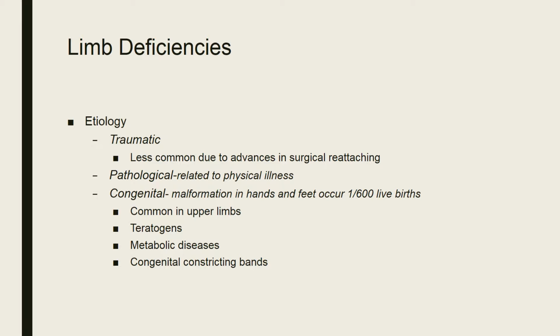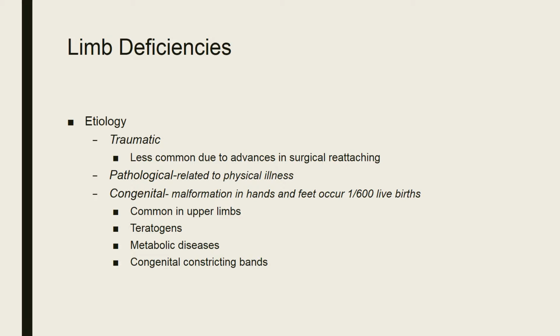We do see limb deficiencies caused by certain types of pathology. This may be related to some sort of physical illness. Maybe it's an infection that is spreading. There are certain types of cancers that affect the bone, which we'll be talking about in a different lecture on childhood cancers. But basically, that limb would have to be amputated to prevent the spread of that infection or that cancer. Congenital is something that I think is quite common when you're looking at limb deficiency causes.